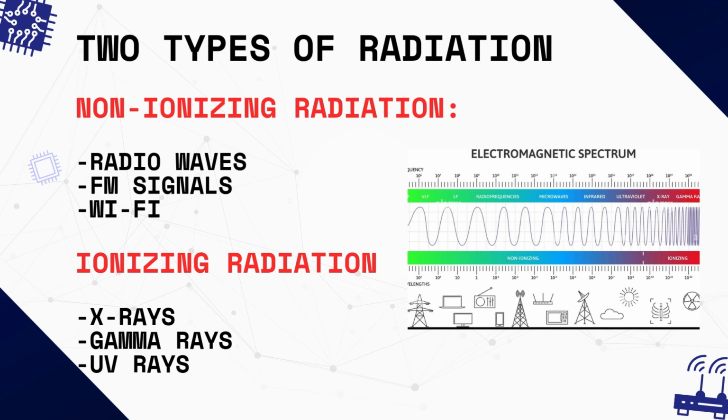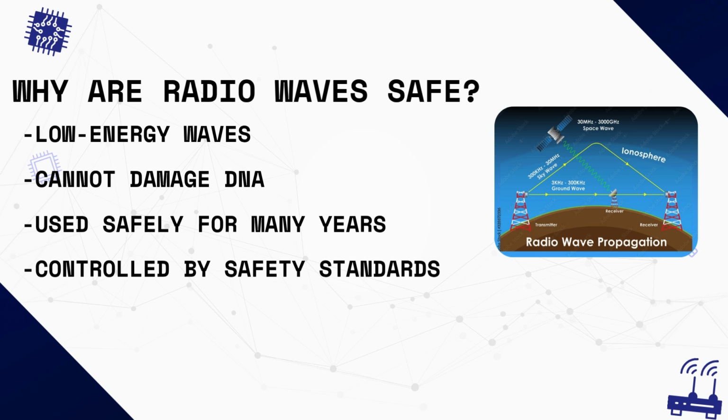FM and AM communication systems use non-ionizing radio waves, which are considered safe for normal daily use. So, why are radio waves safe? Radio waves are considered safe because they are low energy electromagnetic waves. They cannot directly damage human DNA like ionizing radiation can.